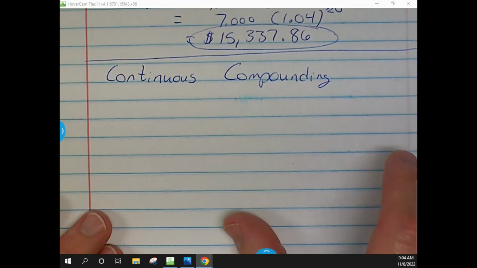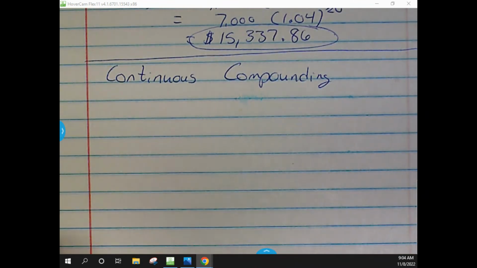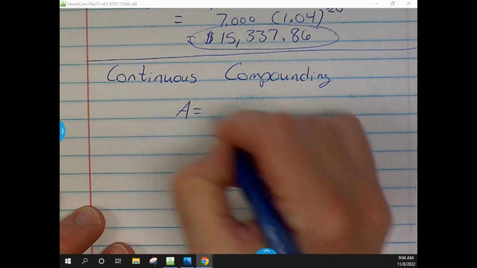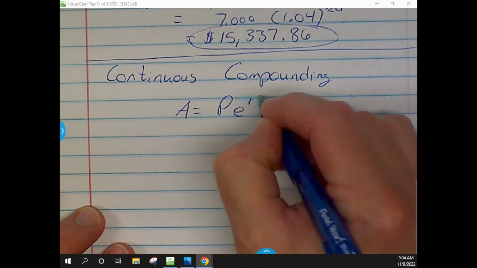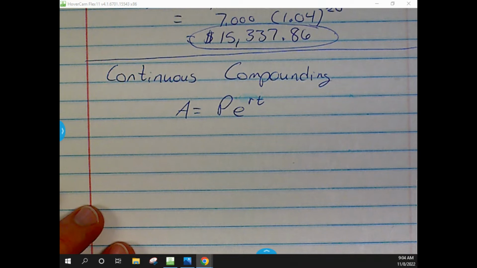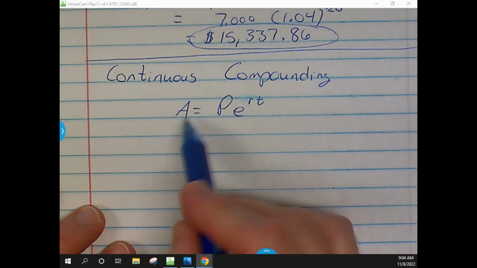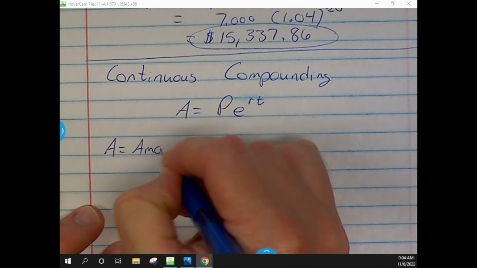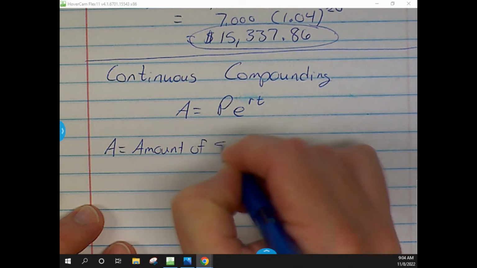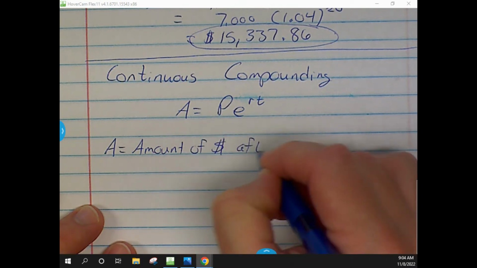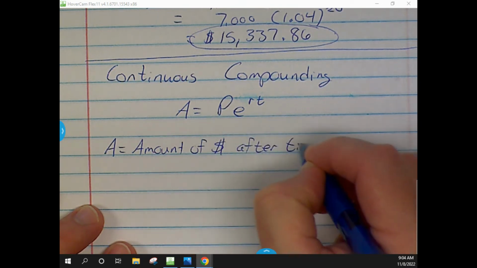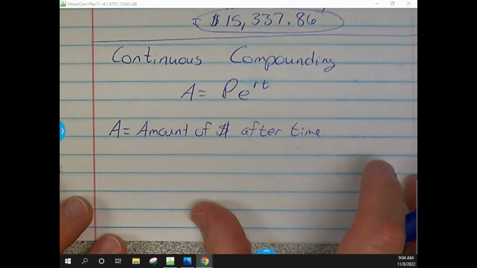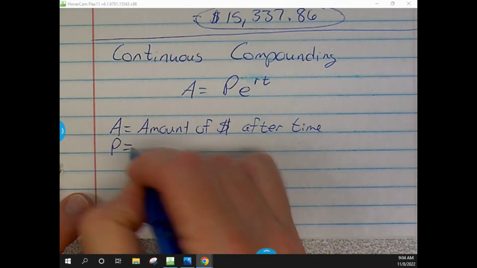All right, second formula is we're going to do continuous compounding. And this one looks a little different, and we'll use a different button on the calculator. All right, so this one is A equals P e to the RT. Now, A is still the amount of money you have. P is your principal, your starting money.